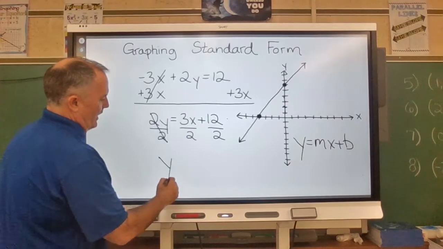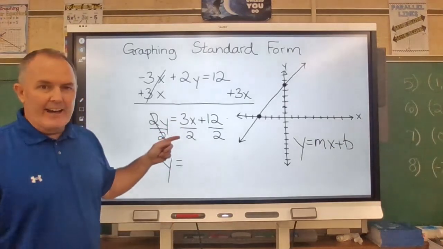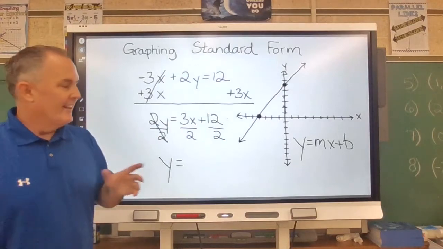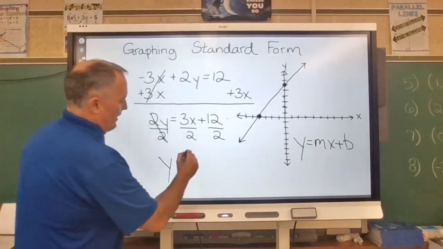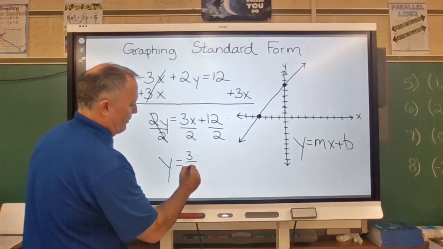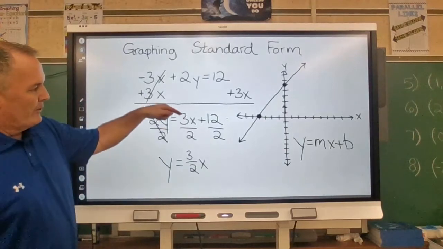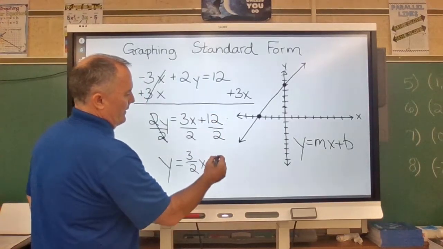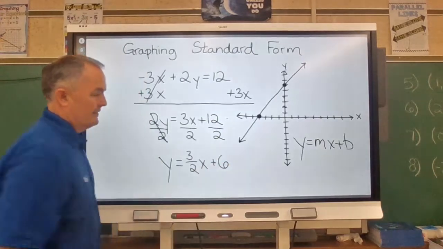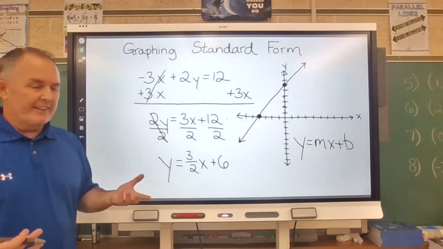Now I just have y equals. Now, a lot of you guys are going to want to divide that and turn it into a decimal. Don't. That is our slope. It's better to have a slope as a fraction because we have our rise and our run. So it's going to be 3 over 2x plus 12 divided by 2 is 6. And there we have slope-intercept form, and we could have graphed it that way.